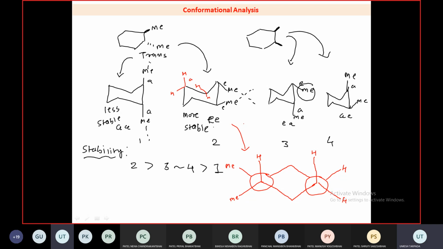So here what happens? See, the methyl group interacts with the 1,5 and 2,4 positions. Here you simply have hydrogen. So this is a hydrogen-hydrogen interaction. This is called hydrogen-hydrogen interaction. Only hydrogen-hydrogen interactions are there. And you know that a hydrogen diaxial interaction is less severe, so more stable, as compared to a methyl-methyl diaxial interaction.